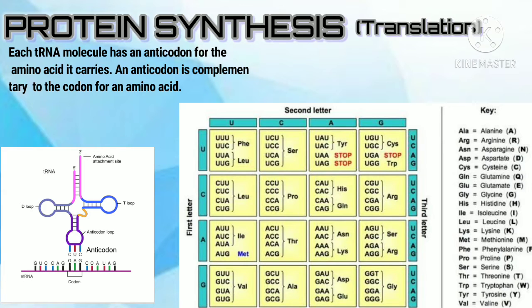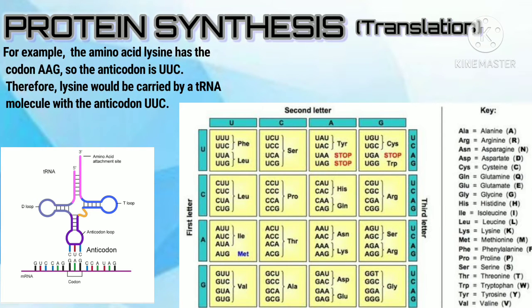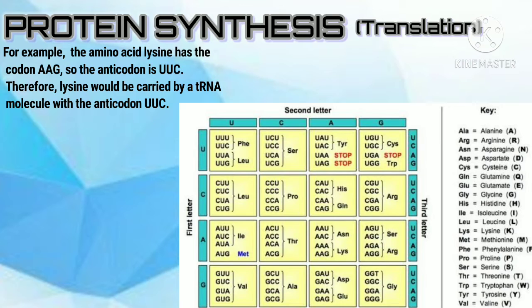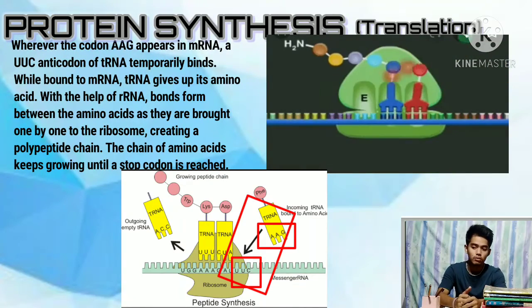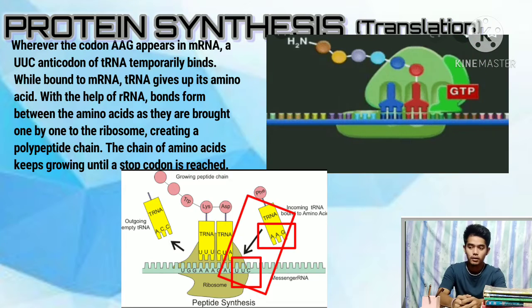Note that the anticodon is complementary to the codon for an amino acid. For example, the amino acid lysine has the codon AAG. So the anticodon is UUC. Therefore, lysine would be carried by a tRNA molecule with the anticodon UUC, which are perfectly paired. Wherever the codon AAG appears in mRNA, a UUC anticodon of tRNA temporarily binds.